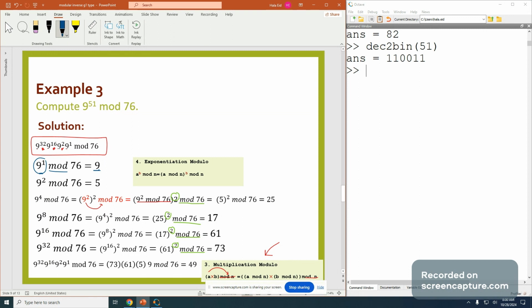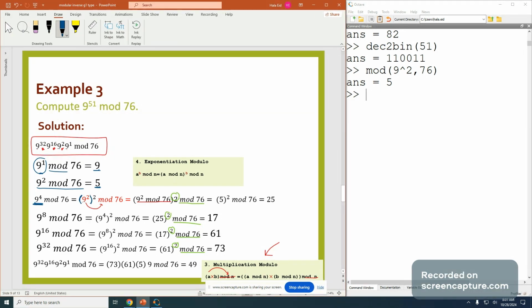So 9 to the power of 2 mod 76. I just took this one and squared it. Well, this is very easy to find in Octave. I can simply go to Octave and say mod of 9 to the power of 2, mod 76, and it gives us the answer, which is 5. So the answer to this is 5. Now we're going to continue by squaring each time. If I take 9 to the 2 and square it, I get 9 to the 4.